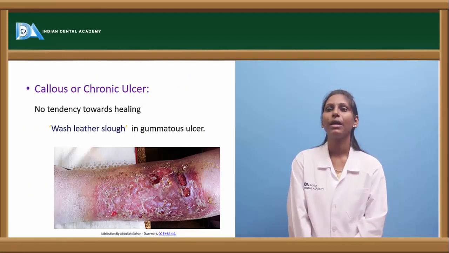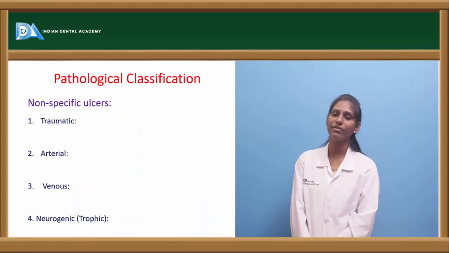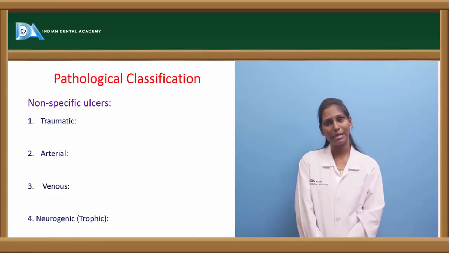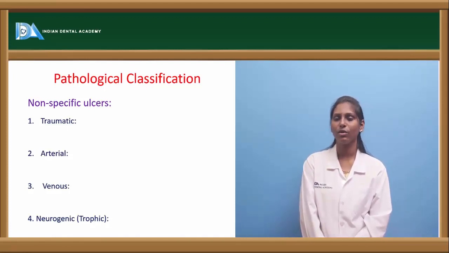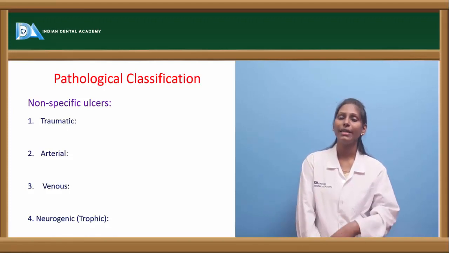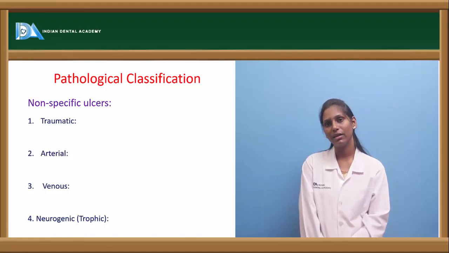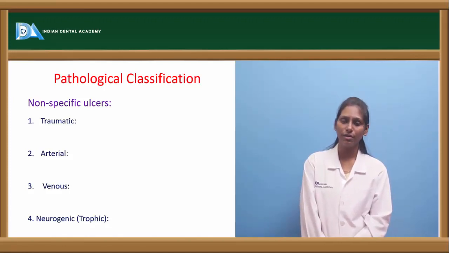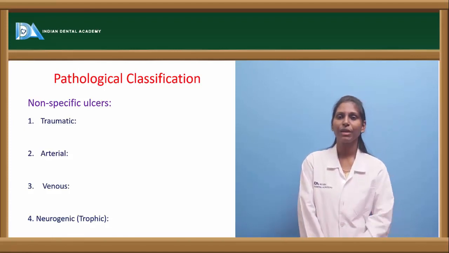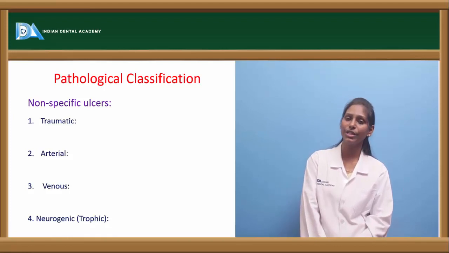Now coming to pathological classification, usually they are divided into non-specific and specific lesions. Non-specific ones are usually traumatic ulcers, because of any trauma or any sharp cusp within the oral cavity, and then any accidental injury like brush injury, etc. In case of arterial ulcers, usually any ulcer in the region of your arterial supply, and similarly in the venous ulcers also. We have something called neurogenic or trophic ulcers.